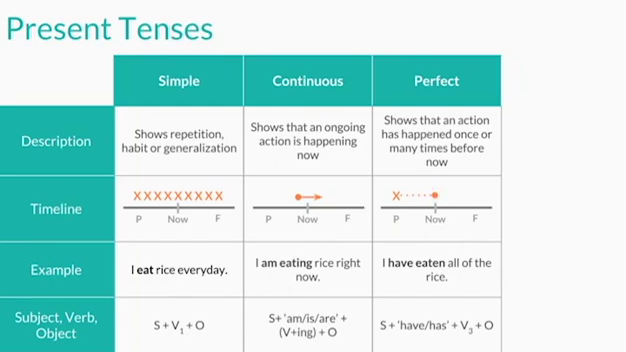One more thing about the present perfect tense is that the timing of this action is not important. We don't really care when this action took place. We know that it happened in the past, but we don't care about when exactly it happened.